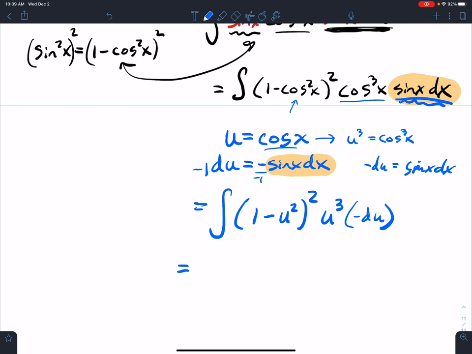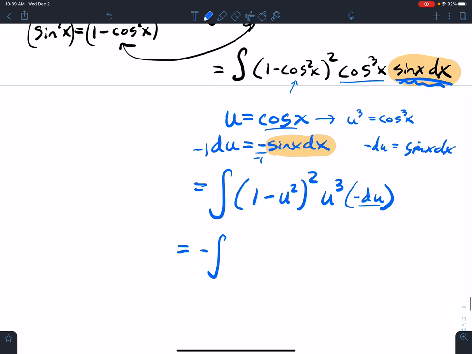Okay, when I do that, I pull the negative outside here for my du. Now, multiplication, we got to multiply this out. I suggest you write it out. If you want to do it in your head, great, if you're able to do that. If you can't, you want to be sure like me, write it out. When in doubt and you're squaring, write it out.